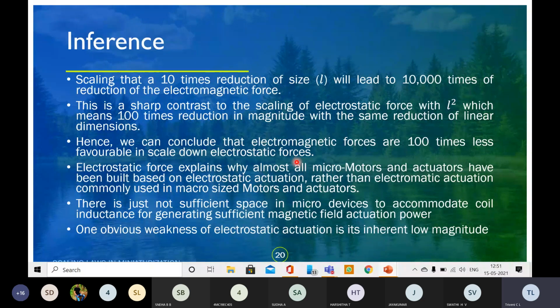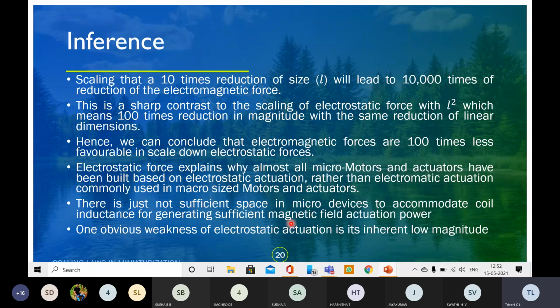So there is a contrast here. If you take the contrast between electromagnetic and electrostatic forces, in electrostatic force it is L square, meaning only 100 times reduction takes place, but here it is L to the power of 4. So the electromagnetic forces are 100 times less favorable when compared to electrostatic forces here. This explains why all these micromotors and actuators have been built using electrostatic forces rather than electromagnetic forces. So we try to choose electrostatic over electromagnetic forces.